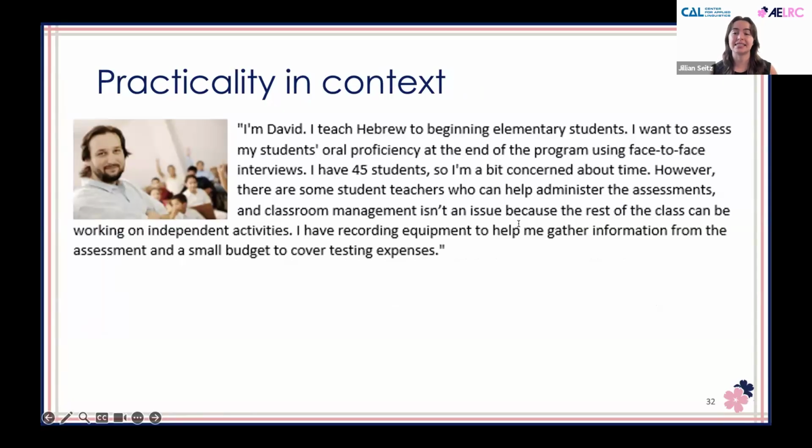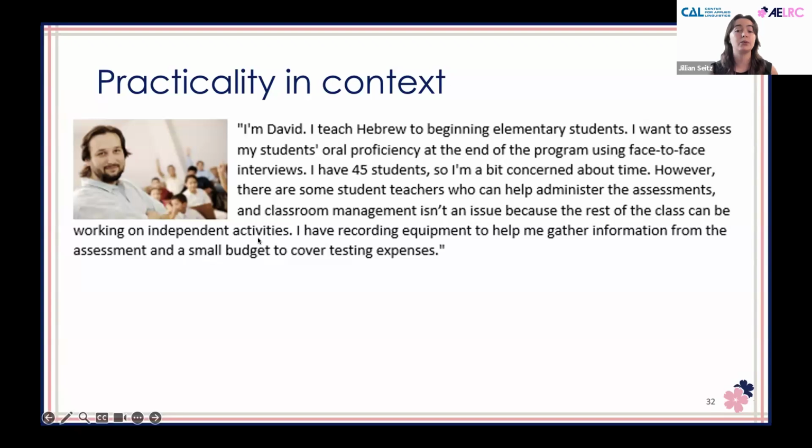So let's look at another example, this time of practicality in context. This is David. He says, I teach Hebrew to beginning elementary students. I want to assess my students' oral proficiency at the end of the program using face-to-face interviews. I have 45 students, so I'm a bit concerned about time. However, there are some student teachers who can help administer the assessments. And classroom management isn't an issue because the rest of the class can be working on independent activities. I have recording equipment to help me gather information from the assessment and a small budget to cover testing expenses.